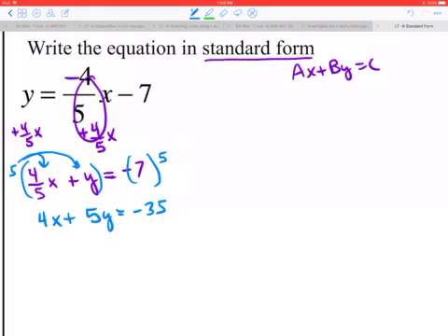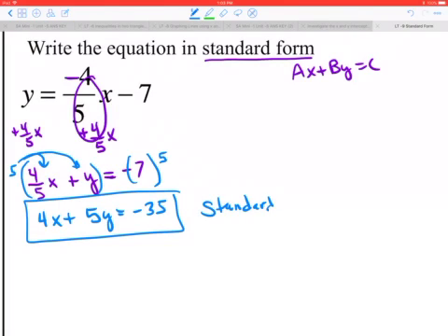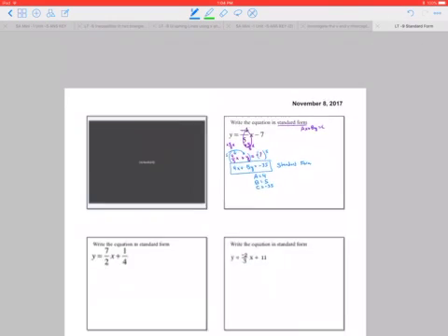So let's analyze. I've got x and y on the same side. I've got a, b, and c are all integers, and a is positive. So this is my equation in standard form, where a is 4 because it's the coefficient of the x term, b is 5, it's the coefficient of the y term, and c is negative 35. Okay, let's go to the next example.